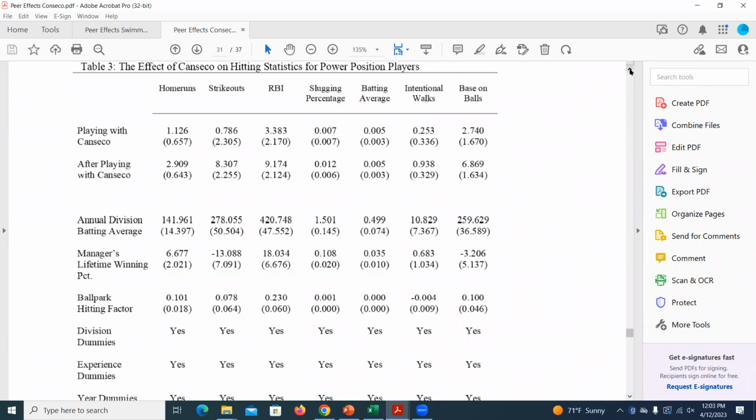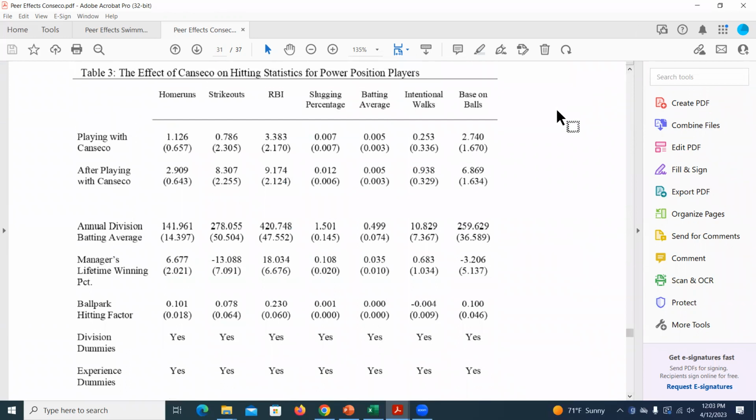And then here we get the interesting results, right? So they're controlling for things like some hitting factors, wherever their home ballpark was, what division they were in, their experience, manager's lifetime win percentage, batting average. We're trying to control for all these other things that could affect the player's performance, right? We're then going to look at these two indicators, right? So this is an indicator or a dummy variable that is 1 if they were currently playing with Canseco, or 1 if it was after they had played on the team with Jose Canseco, 0 if not.